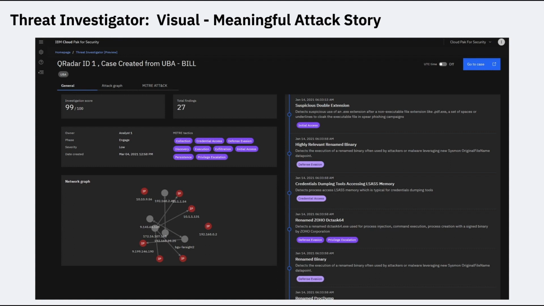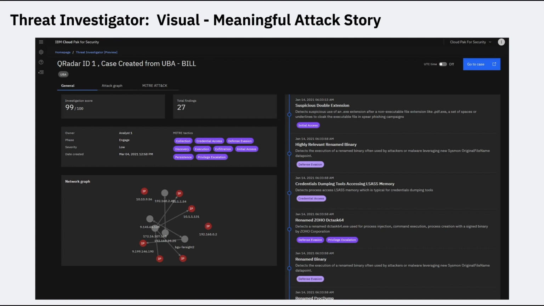But the most interesting part of this complete thing is what is shown on the right hand side, which is the attack story, a meaningful attack story which can be read by each and everyone. So let's look at this. This is something like a chronology of things that happened one after another.